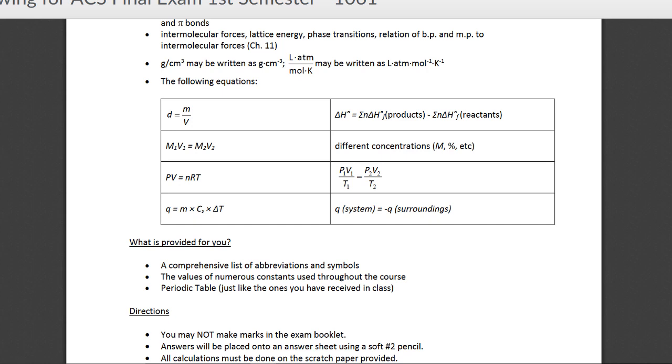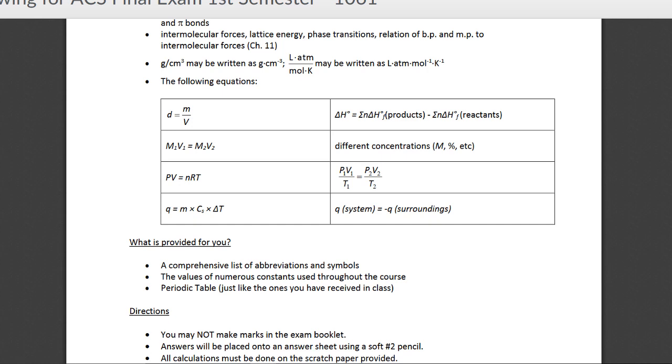Pivner. If you can remember it that way, Pivner, great. Remember it that way. Here's your one for finding the heat using the specific heat capacity. This one should be one that makes sense. Q system equals negative Q surroundings. That's your law of conservation of energy. So keep those in mind.